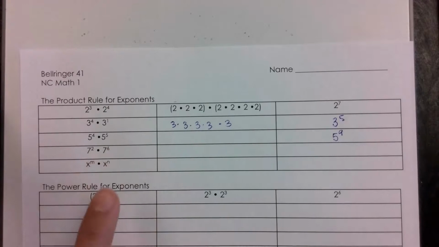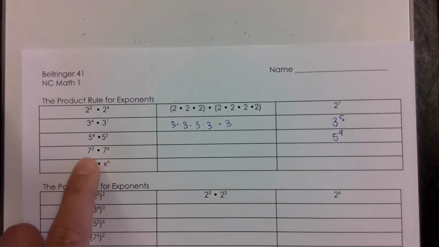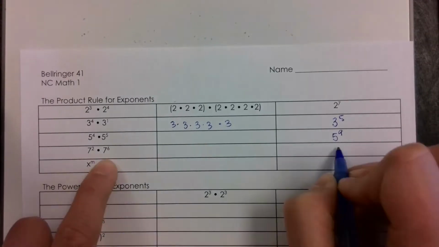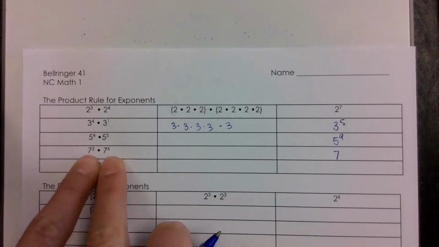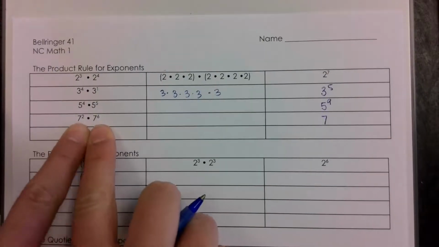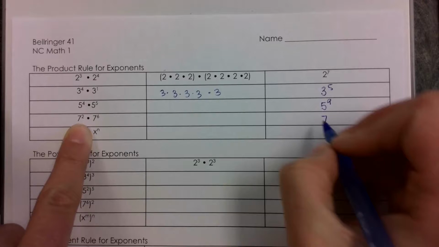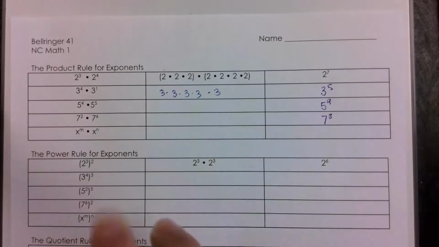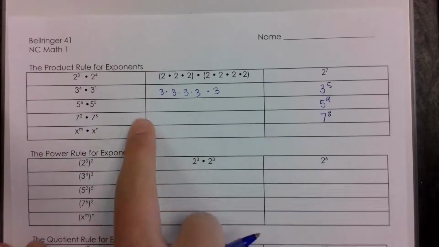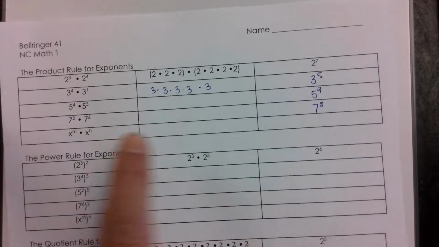Looking at the next one, we've got base 7 on both, so we're going to keep that. Then for your exponents, we've got 2 and then 6. So what is 2 plus 6? 8. So that's just 7 to the 8th. Now again, if we expanded those first and wrote it out however many times the exponent says, you would still end up at the same answer. Is that okay?